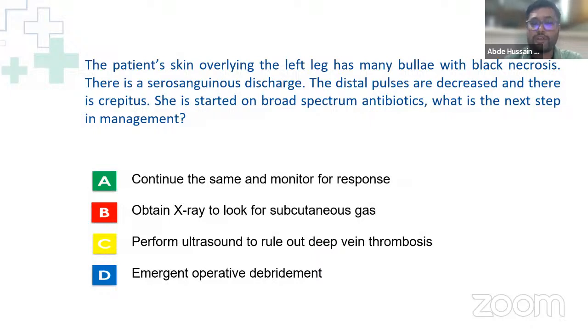The patient's skin overlying the left leg has many bulla with plaque necrosis. There is a serosanguinous discharge. The distal pulses have decreased and there is crepitus. She was started on broad spectrum antibiotics. So now what is the next best step in the management?